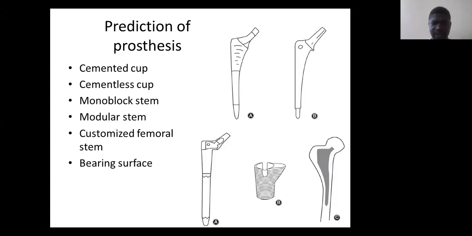Then in a severely dysplastic proximal femur, we can make use of customized femoral stems. Then in terms of bearing surface, most authors recommend a ceramic on ceramic in young patients to reduce wear.